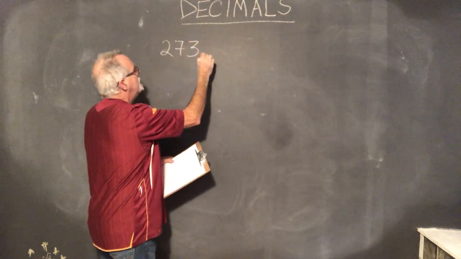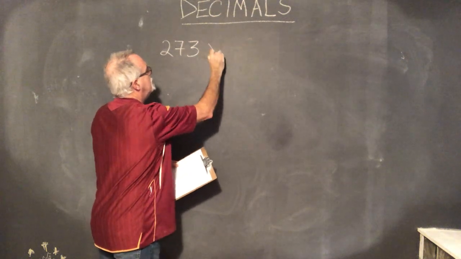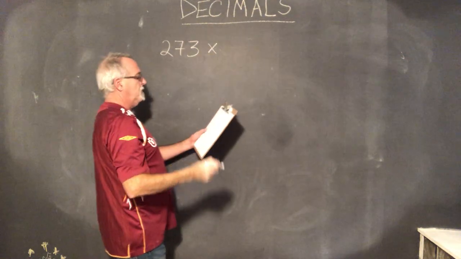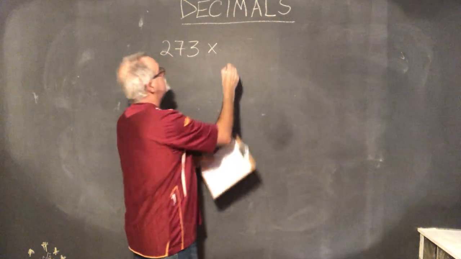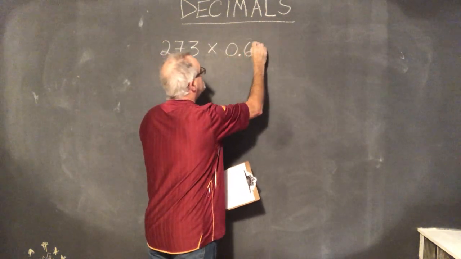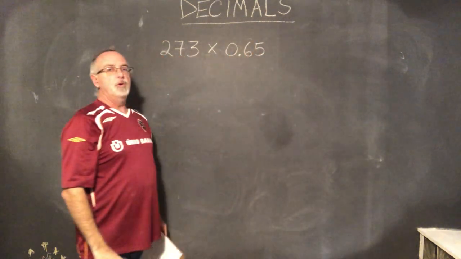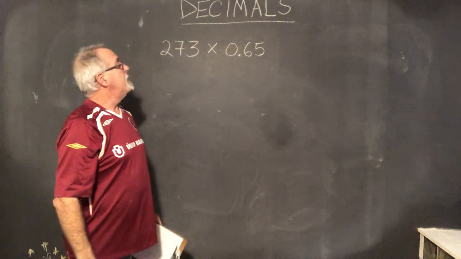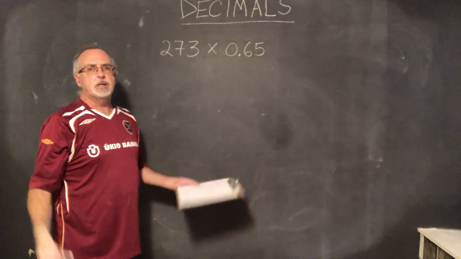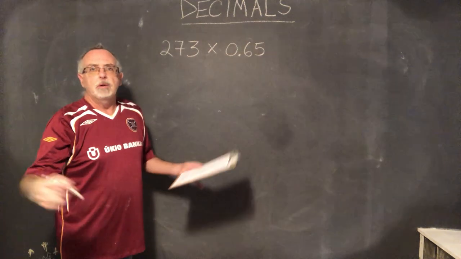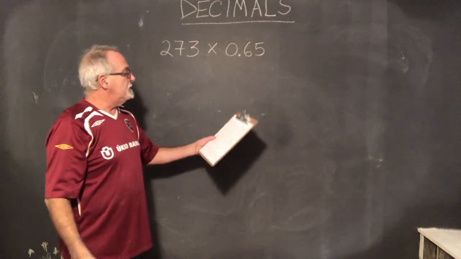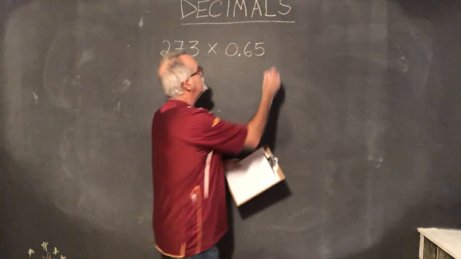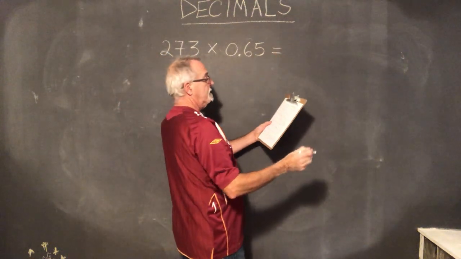273, not decimal, times, but yes, if there's a decimal, that's where it would be, times 0.65. Now, I'm not going to do it in my head. I don't have time. That's the only reason. I could do it in my head, but I don't have time. 273 times 65, forgetting about the decimal right now. Just ignoring the decimal, 273 times 65 gives me 17745.